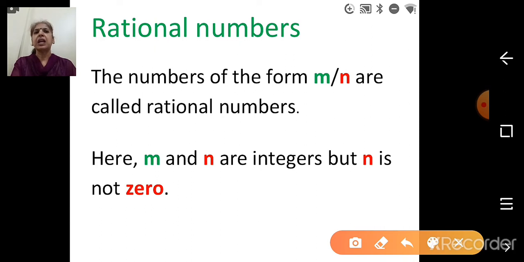So what are rational numbers? The numbers of the form m upon n are called rational numbers. m and n are integers. Now when we say integers, we talk about negative numbers, that is negative 1, negative 2, and so on, 0, and the positive numbers 1, 2, 3, 4. So all these are integers. So m and n are integers and n is not 0. Now n is our denominator. Always keep in mind that n, our denominator, is not 0. It should not be 0. It is a non-zero integer. It can be any positive number, it can be any negative one, but not 0. Then the numbers of the form m upon n are called rational numbers.